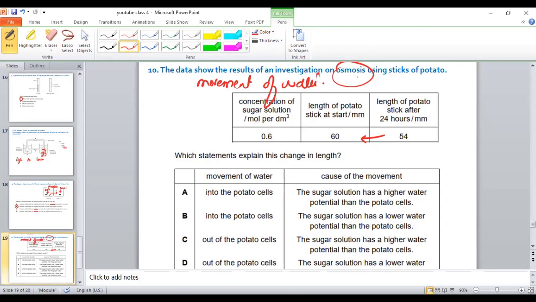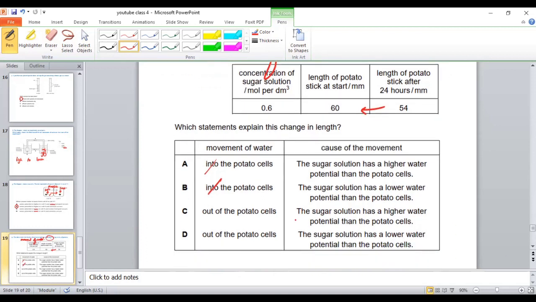Movement of water into the cell, no. Movement of water out of the cell, yes. The sugar solution has higher water potential than the potato cell, no. The sugar solution has lower water potential than the potato cell, yes. That's why water will leave the potato cell, because the sugar solution has low water potential as compared to the potato.